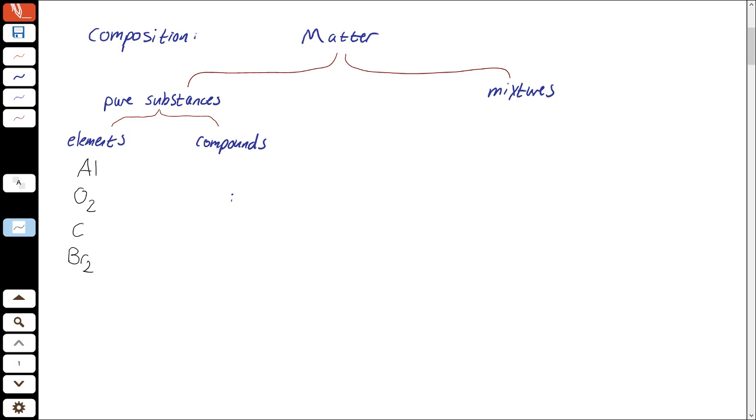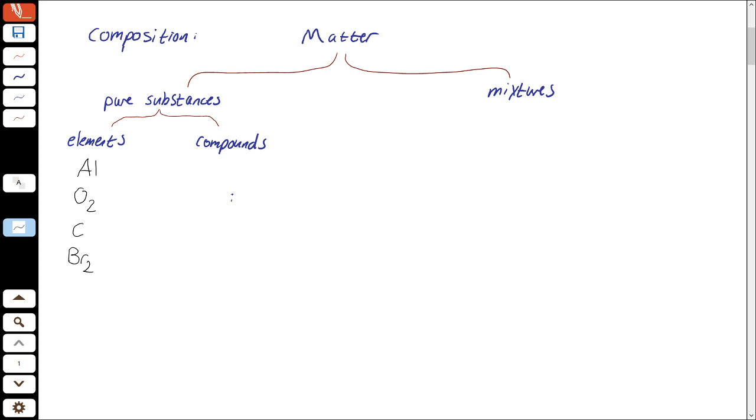The one that sometimes gives people a little bit of trouble is the next category, compounds. How would you define compounds? What is something that is a pure substance but not an element? What's going on in that substance? Any ideas? Yeah.